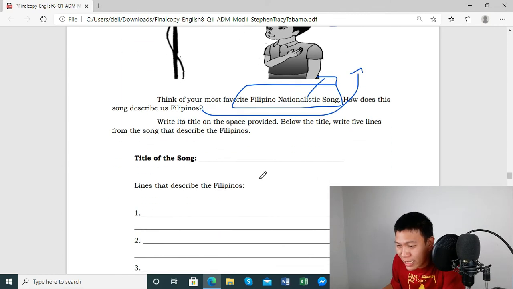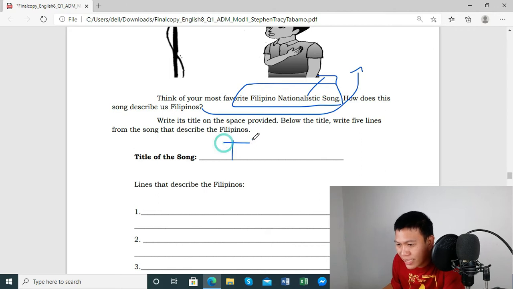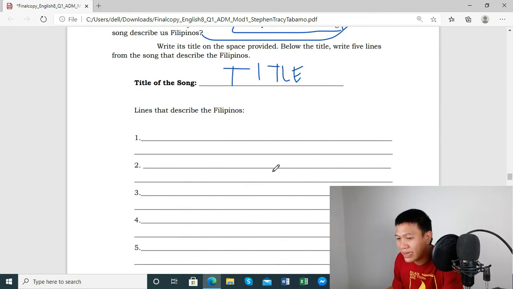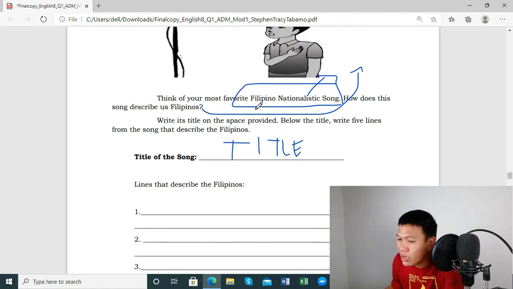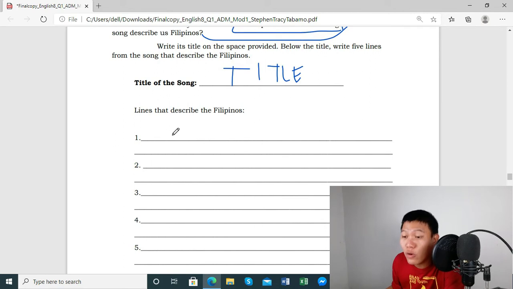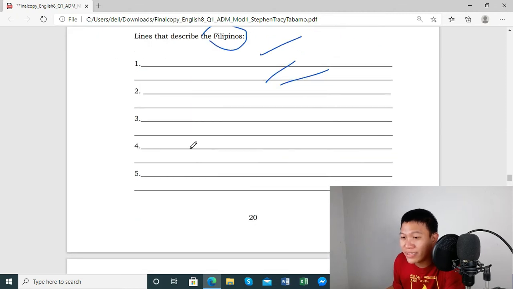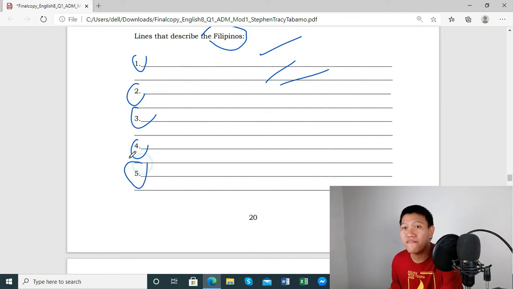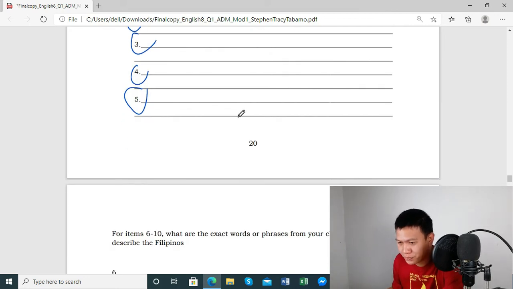So you will write the title of the song here. Title ng napili mo. You can use the internet. You can ask your friends, your sister, your brother, your parents, or your guardians. Tapos, hanapin mo sa song yung mga lines, yung totoong lines ng song na nagdi-describe sa Filipinos. And then, sulat mo siya sa mga space dito. So, you have to identify 5 lines. Okay? 1, 2, 3, 4, 5. Clear yun?